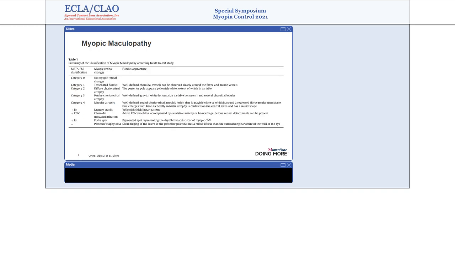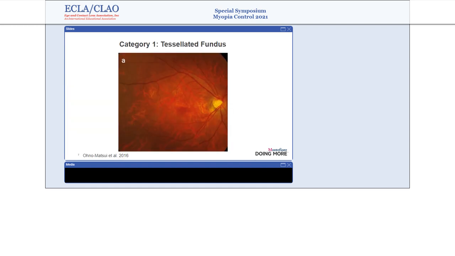So going back to myopic maculopathy, which is the major cause of vision loss in these patients, there are categories 0 to 4, 0 being no myopic retinal changes, and category 4 meaning macular atrophy. These categories were defined based on long-term clinical observations that inform progression patterns and risk of choroidal neovascular development for each stage. So I'd like to go through each category individually. There is a tessellated fundus, which is category 1, which just shows the outline of the choroidal vessels more easily due to thinning of the choroid.